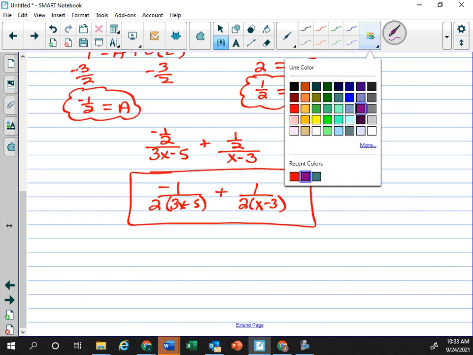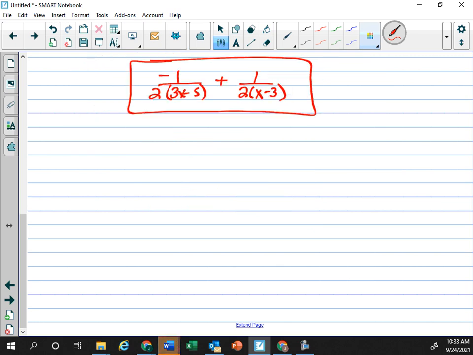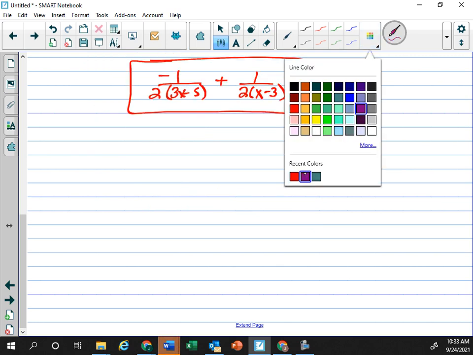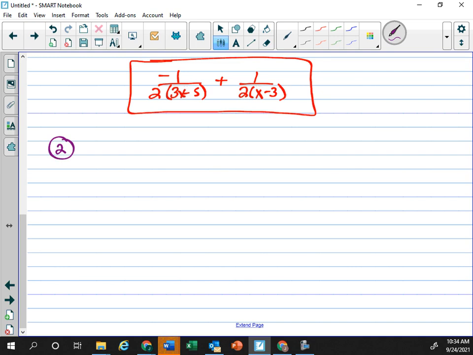Okay. We're going to try another one, and we're going to do this one in a slightly different way. All right, we've got 1 over (x minus 3) times (x plus 1) squared.